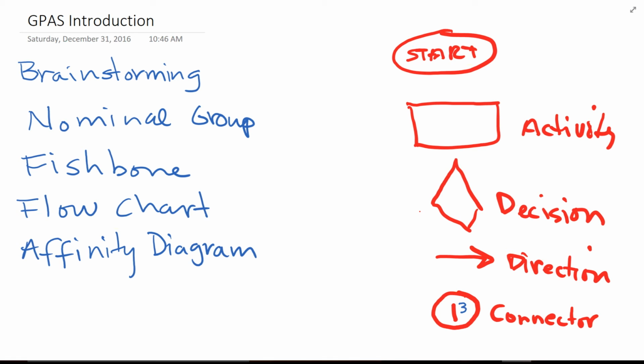So those are the main tools. Just to review, we brainstorm in a structured way, or we can use nominal group to generate ideas. If we want to categorize those ideas, we can use a fishbone or an infinity diagram. And if we're looking at a process that we need to map out, a flowchart is a good place to start to see what's duplicated or where it's breaking down.